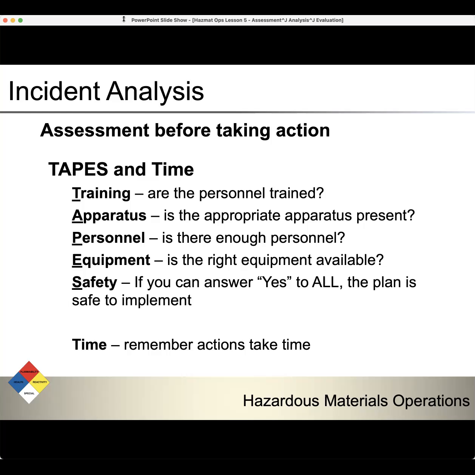And then remember, this stuff takes time. Hazmat is usually pretty slow. People joke about hurry up and wait. Hazmat is almost always hurry up and wait, because we need to get that information to perform that assessment before we take action. Otherwise, we can get ourselves in pretty big trouble.